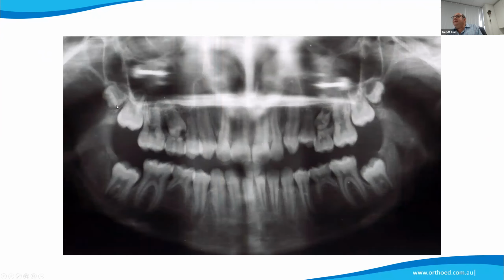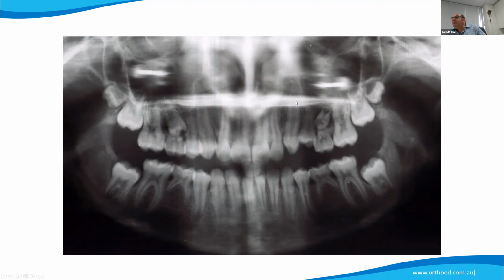And I've done cases where I've actually removed the upper 8s and put them into the lower 5 spots. Those ones are pretty big. Yeah, but you can actually rotate them. So you rotate them, I think 180 degrees or 90 degrees, whatever it is, and you get the right mesiodistal dimension.